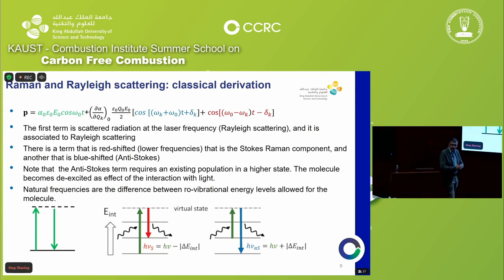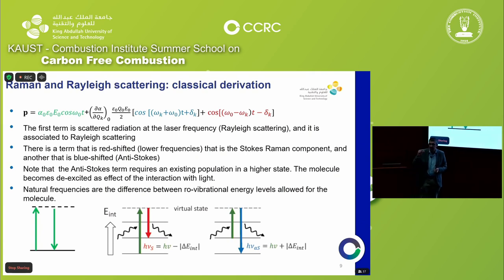Unfortunately, this classical derivation is very simple. This is just electromagnetism, just treating light as electromagnetic waves. And really, this dipole moment is like an antenna emitting radiation. But this doesn't tell us anything about what these natural frequencies of the molecule are that I'm talking about. With this classical derivation, this omega can assume possibly any value. We need to look in terms of quantum mechanics and spectroscopy.